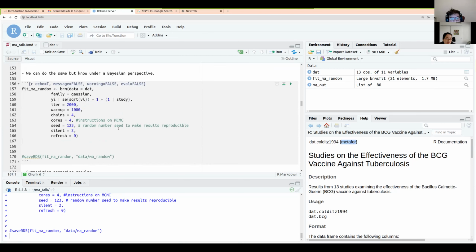BRMS. If you want to run a fixed effects model, you have to delete it because we don't have the random effects part anymore, right? So if you want to run a fixed effects model, this will be the syntax. As I mentioned in my notes, you can directly model other types of data, especially for evidence synthesis, and with this I will end.